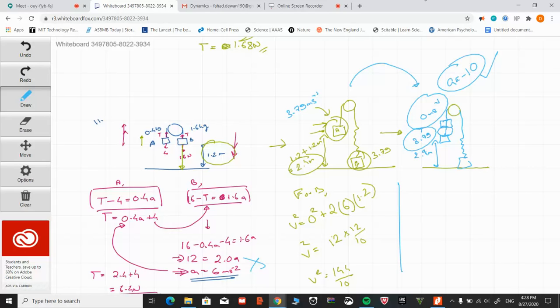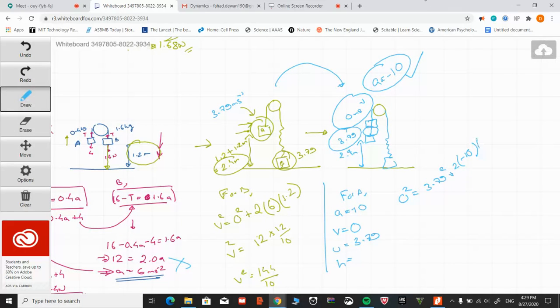We use the same formula but for A. Now the acceleration is -10. The final speed we want it to be 0. The starting speed is 3.9. We want the additional height. So that is v squared equals u squared plus twice a into the additional height. When we solve that, we should get an answer of 144 by 10 into h.